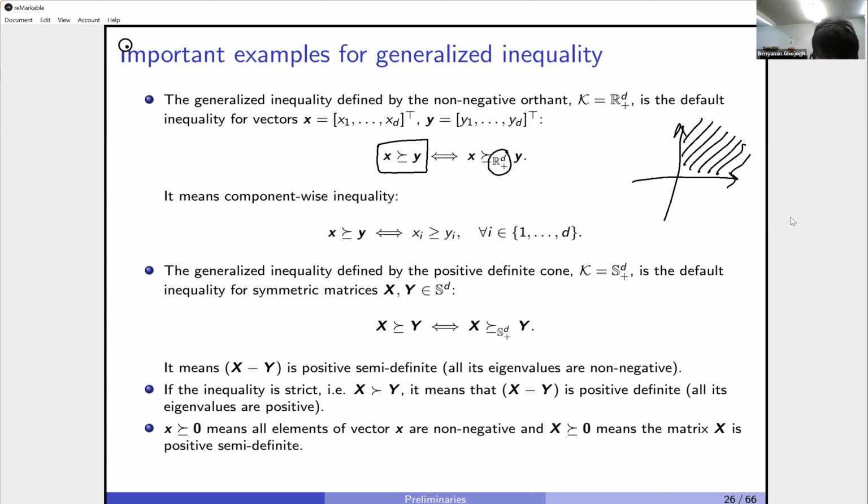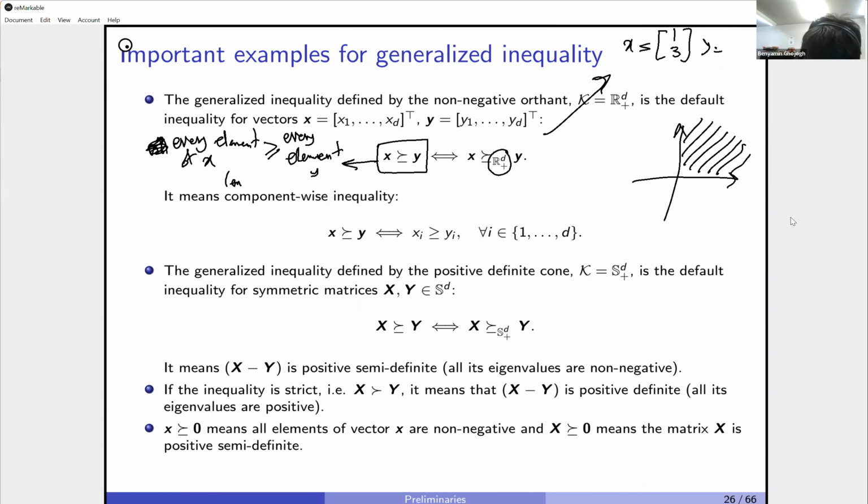And this particularly means that every element of X is greater than or equal to every element of Y, element-wise. So for example, X is (1, 3) and Y is (0, 2). X is greater, so we draw it this way.